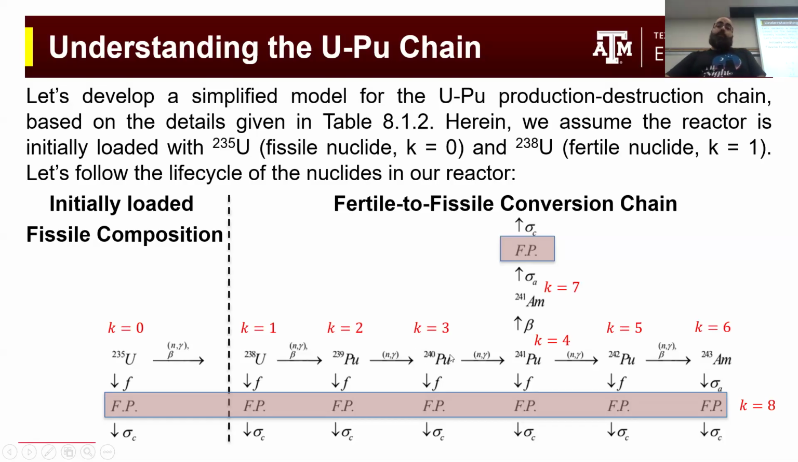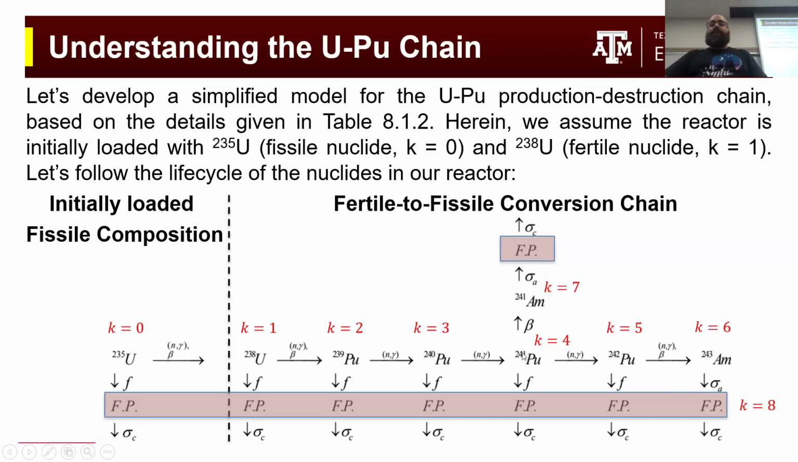Plutonium-240 is kind of a similar story. It gets produced when plutonium-239 captures neutrons. It gets lost when it fissions or when it captures stuff. And then you get plutonium-241, which could fission. It could capture a neutron.